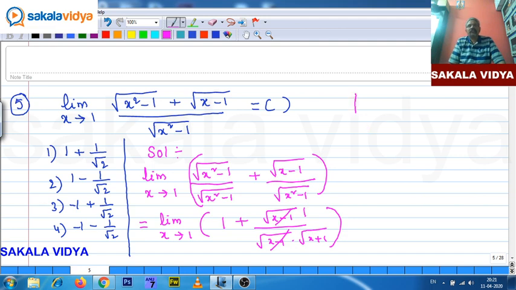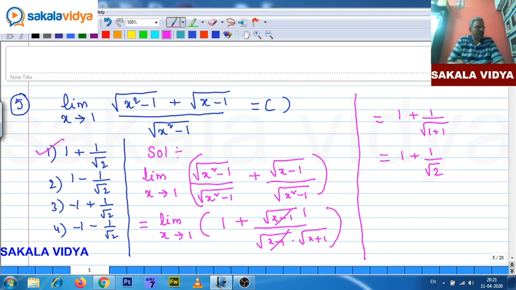Now substitute the respective limit. 1 plus 1 by root of 1 plus 1. So this equals 1 plus 1 by root 2. So that means the first option is the right option. Check it once again.